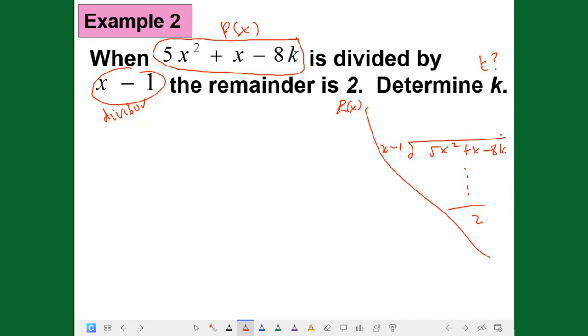We're going to use the remainder theorem. Let this one be Px. You have to declare it first, define it here. Then we go straight to the divisor.